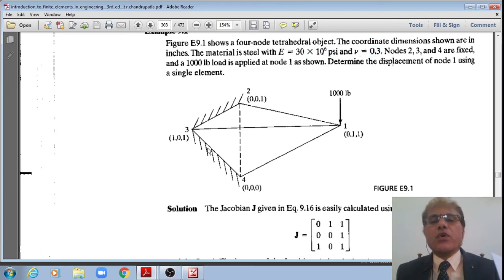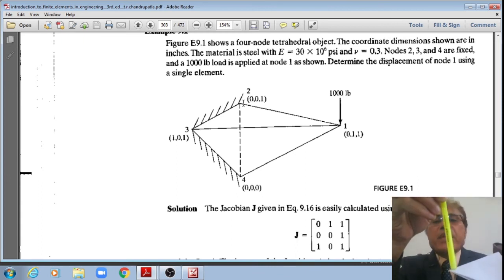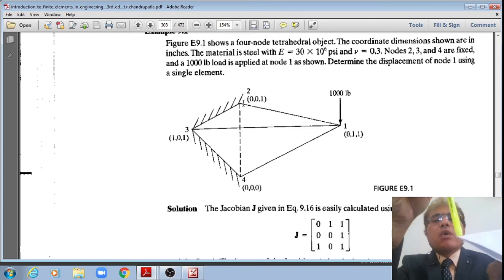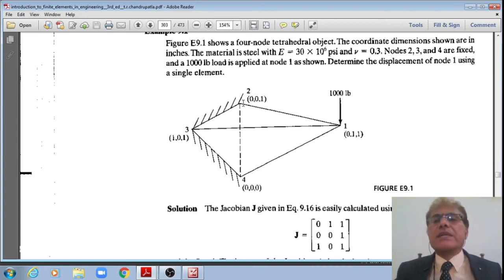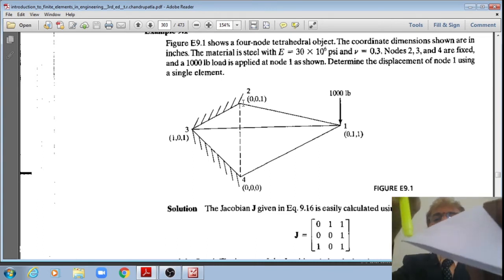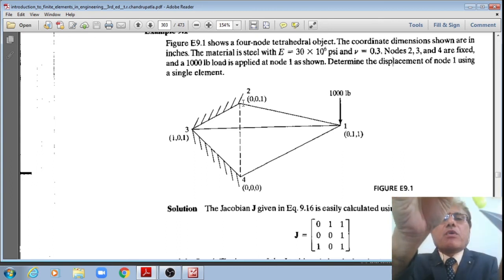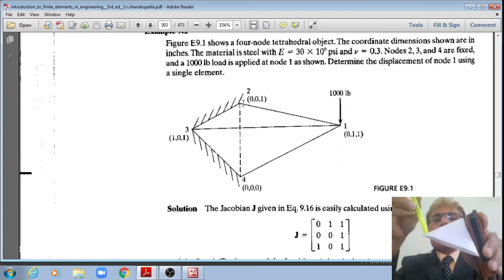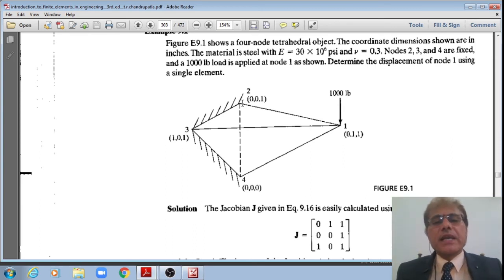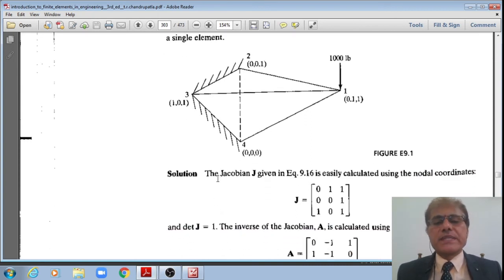And nodes 2, 3, 4 are fixed, like this. Node 1 is a free end at which a load of 100 pounds is acting. Then obviously it will deform. What is asked is to determine the displacement at node 1. I'm just doing this demo: here node 1 is deforming. That is how you find the deformation of node 1, using a single element only. I want to do a manual calculation, hence I'm taking only a single element.